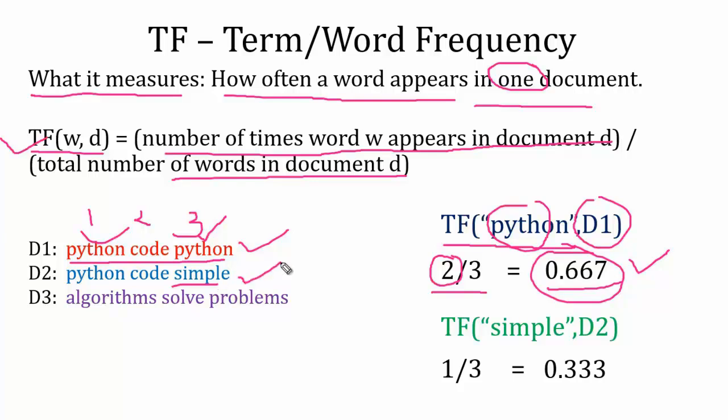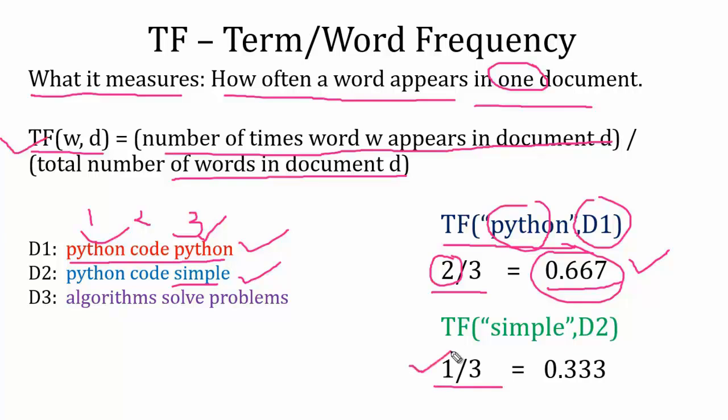Let's take one more word, simple, this one. So simple appears 1 time in document 2, and there are 3 words in total. So TF is equal to 1 divided by 3, that you can see. Number of times word W appears in document D.